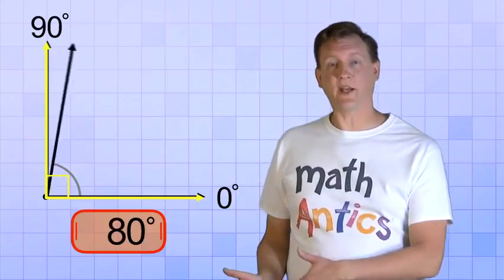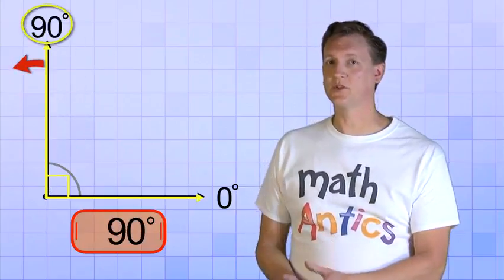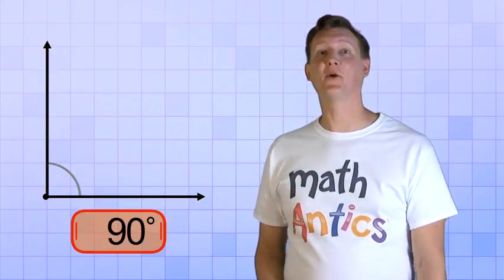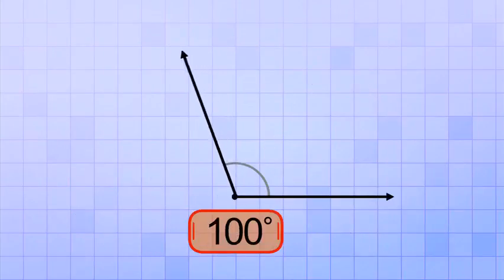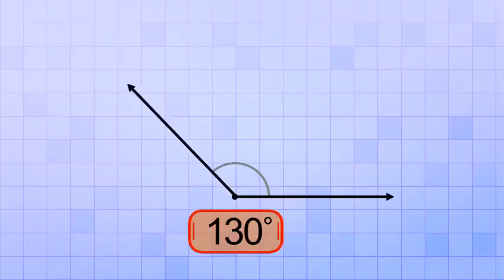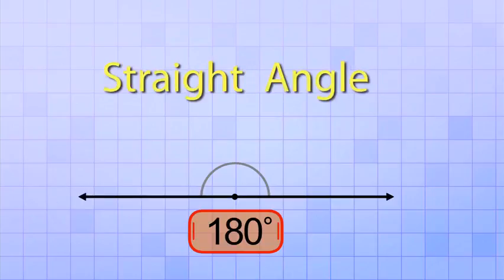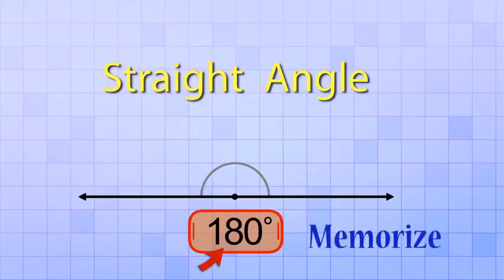But if we keep on rotating our ray past 90 degrees, we'll start forming obtuse angles because they're greater than a right angle. Ready? Here we go. 100 degrees, 110, 120, 130, 140, 150, 160, 170, and 180. Aha! Does this look familiar? Yep, it's a straight angle like we learned about in the last video. The rays point in exactly opposite directions, and the angle they form is 180 degrees. And that's also a really important angle measurement to memorize.